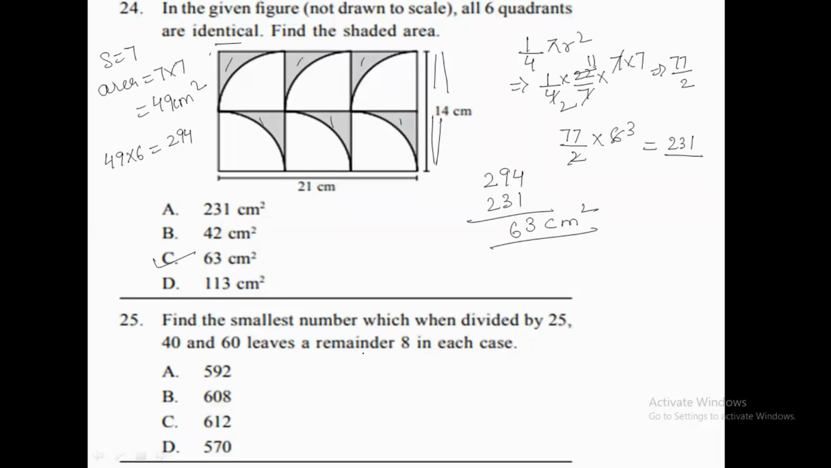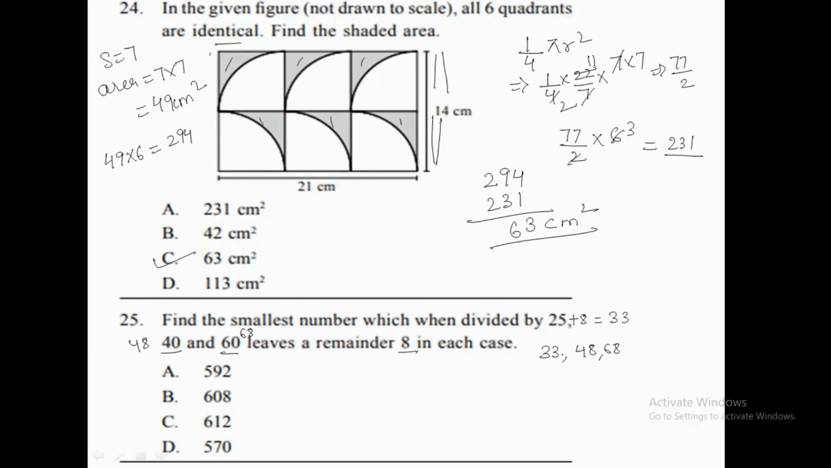Okay, so what we need to do in this type of question, when the remainder is given, is first add the remainder to all the numbers. So 25 plus 8 becomes 33, 40 plus 8 becomes 48, and 60 plus 8 becomes 68. Now we need to find the LCM of 33, 48 and 68. Let's see what we get as their LCM.